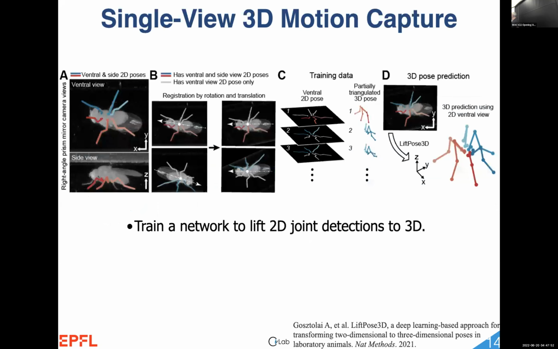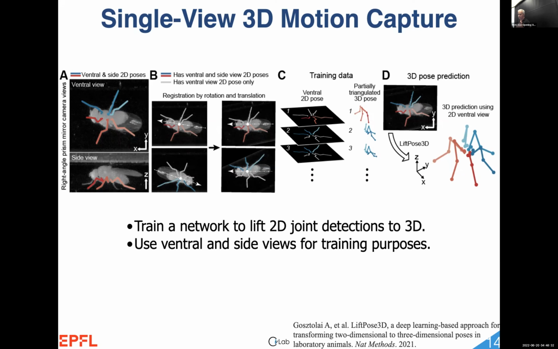So it works, but of course it's cumbersome. I mean, this is not a setup that anyone could have. Which is why we also work on single view 3D capture. And to do this, it's essentially the same idea, except we have a setup where we have 1 camera, but a prism, so that you get what's called a ventral view and a side view of the fly. So we get 2 views at training time, which you can again do stereo, get the 3D, and train the network to lift 2D joint detection to 3D.